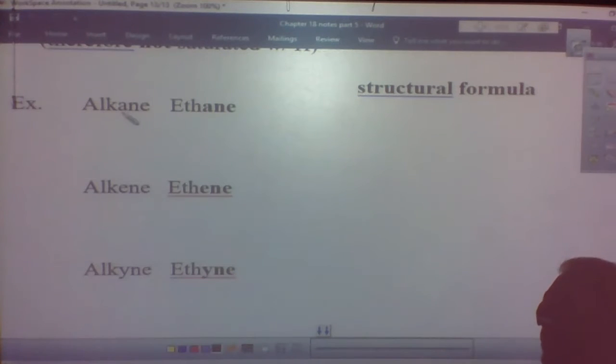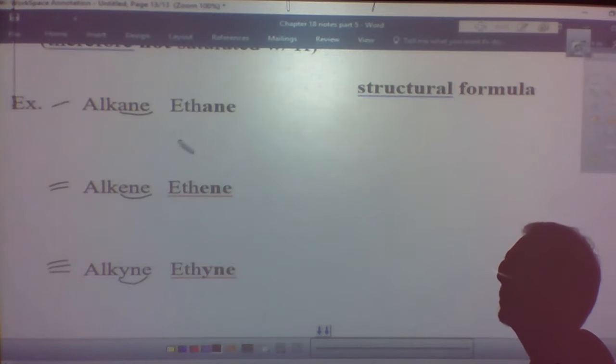Now look at the lettering here. A-N-E, E-N-E, Y-N-E. A-N-E means it's a single bond, so I'll just put a line. E-N-E means there's a double bond involved. Y-N-E means there's a triple bond involved. So ethane will look like this.